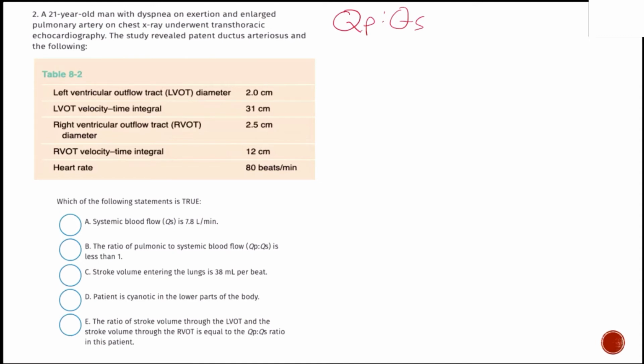Calculate the stroke volume at left side. All right, so let's do left first. Okay, so what is that? So our left side, our diameter is 2, right? So how will we calculate our area? Pi times 2 divided by 2, squared, right? So 2 divided by 2 to get our radius squared. Okay, times 31. About 90.